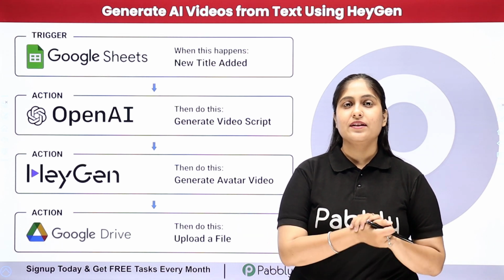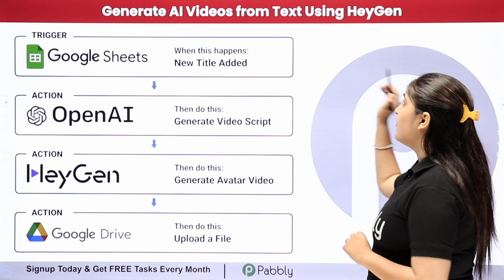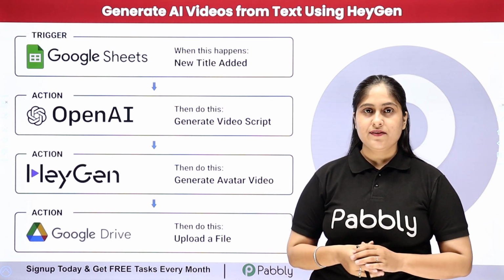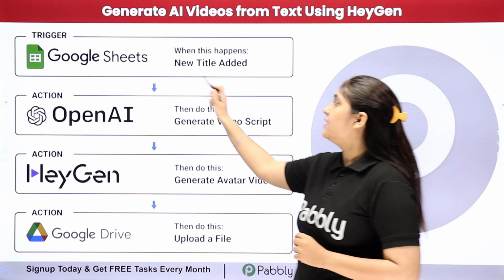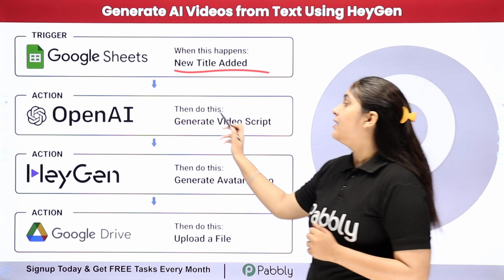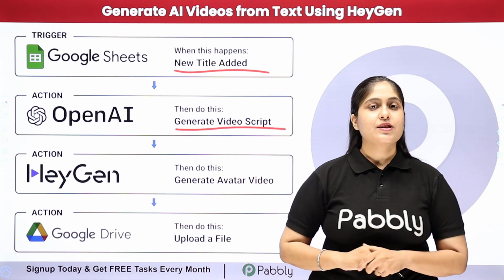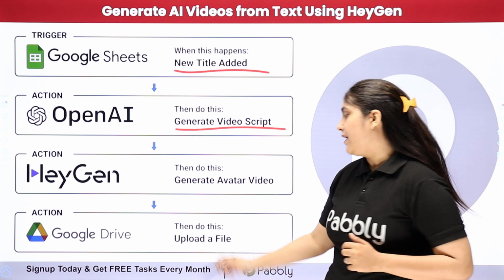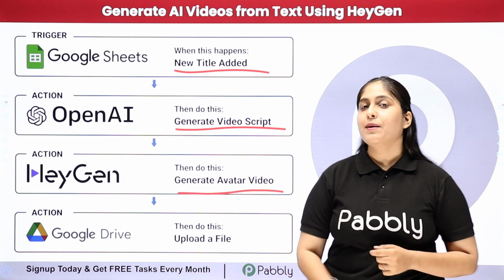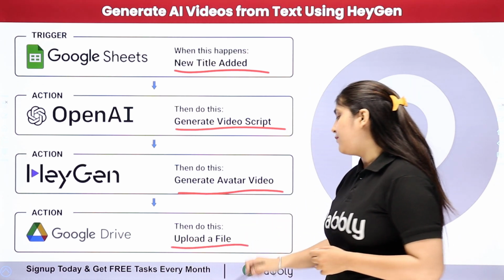In this video we are going to understand how to generate AI videos from text using HeyGen. So as a content creator, my objective is that whenever I'm going to add a new title in my Google Sheets, then automatically using the details, OpenAI should generate the video script. After generating the script, automatically HeyGen should generate an avatar video for the same, and after that automatically that video should be uploaded in my Google Drive under a specific folder.